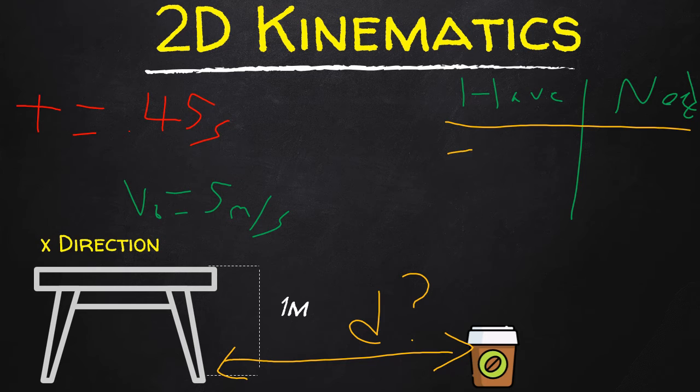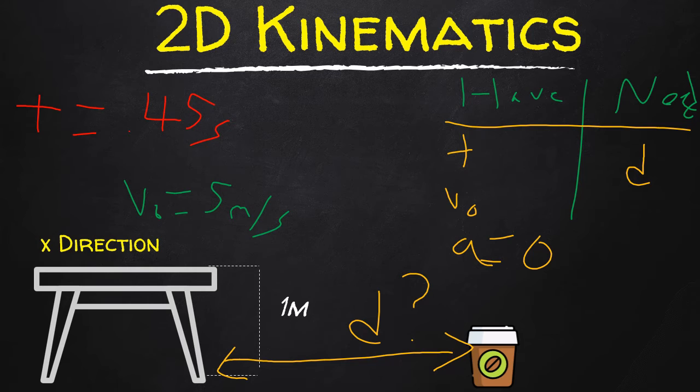We have time because we just found that out. We have initial velocity because we know what that is. We need distance. There is one more thing that we have that I haven't pointed out, and that is acceleration. When something is in free fall, like this cup, there is only one possible value of acceleration in the x direction. It has to be 0.